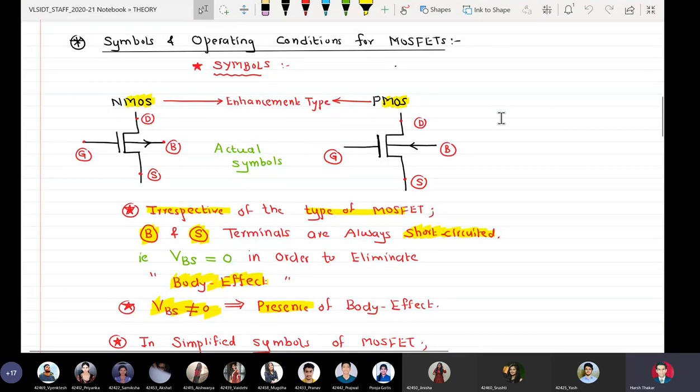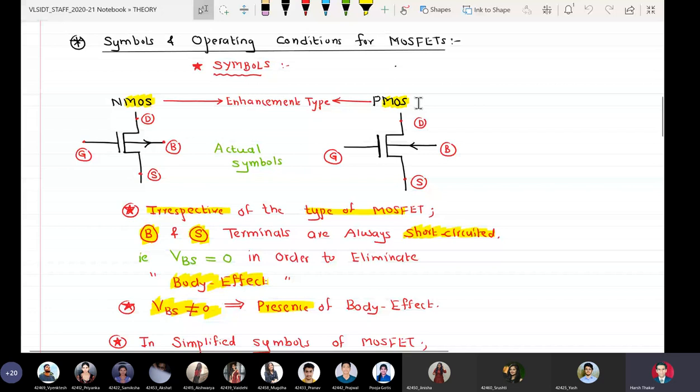We also pointed out that all the PMOS and NMOS devices which will be taken into discussion till the unit finishes will all be of enhancement type, that is EMOS. And I told you that irrespective of the type of MOSFET, the body and source terminals are always short circuited. So in NMOS, B and S are short circuited, and in PMOS also B and S are short circuited. So irrespective of the type of the device, the potential difference between B and S should be zero.